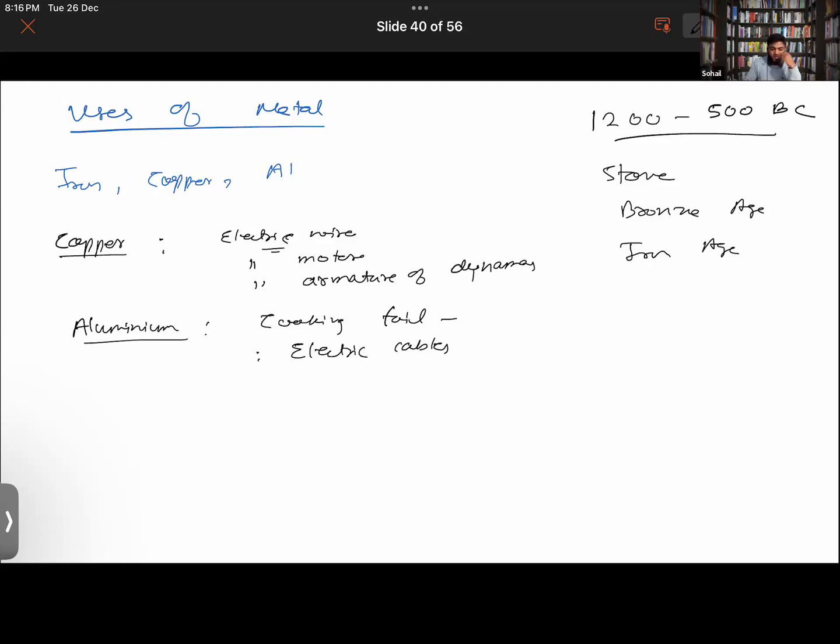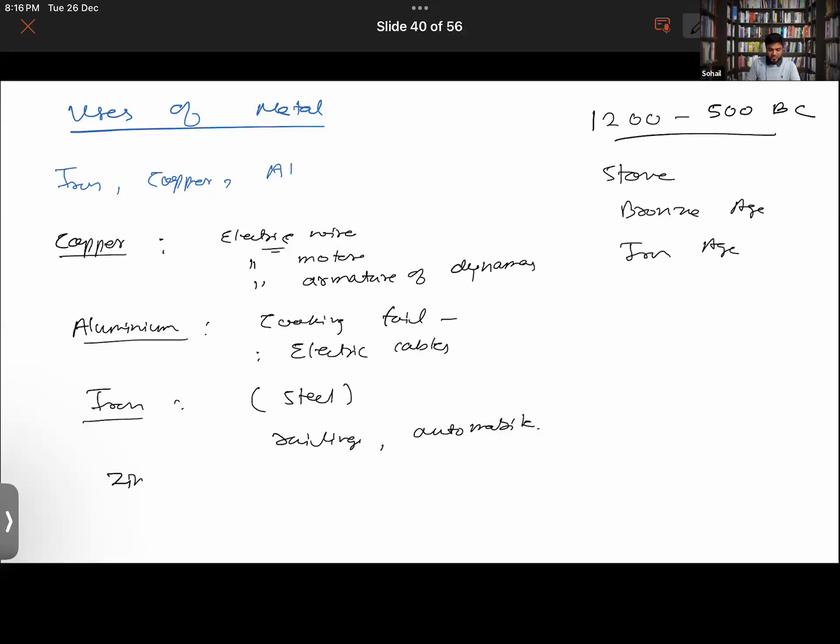Then talking about iron. Iron is used for a variety of purposes, right? But we don't use it directly; we use it in the form of steel. It is used to make nails, screws, iron pipes, railings, automobiles, gas cylinders, office furniture, and industrial tools and machines also, right? So there are a lot of uses of it.